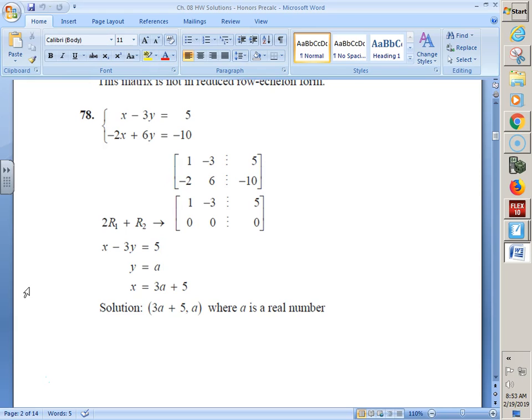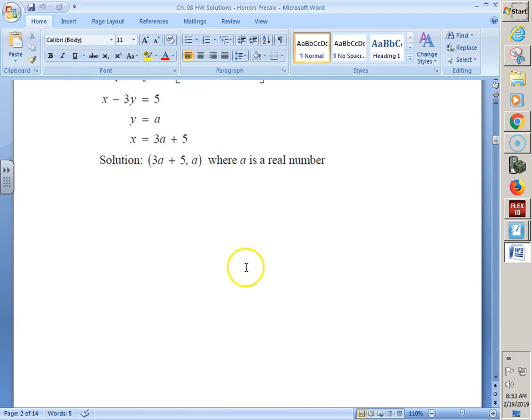Add it. So therefore we have 3a plus 5 and a. Whenever a whole row goes out, that variable becomes an a. And then we back substitute. We back substitute.